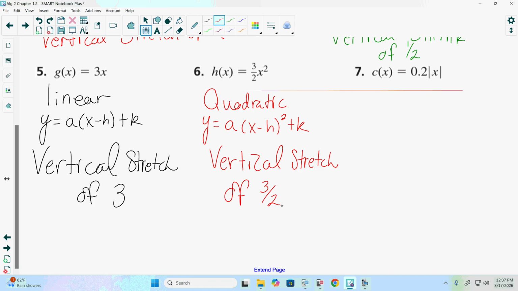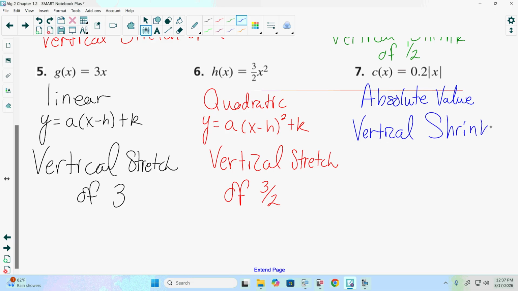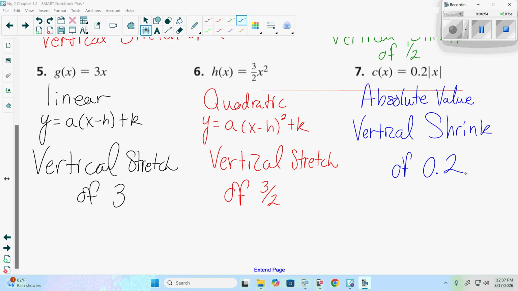We'll look at one more for today. Number 7, c of x equals 0.2 times the absolute value of x. Absolute value. Vertical shrink of 0.2. I know we have a few minutes to finish this.